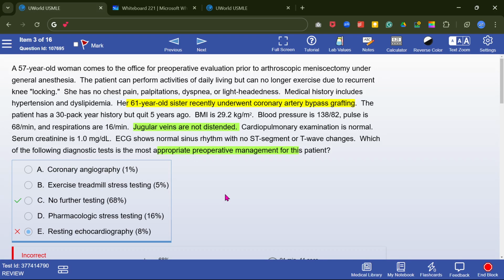So this 57-year-old woman comes to the office for preoperative evaluation of a prior arthroscopic meniscectomy under general anesthesia. The patient can perform activities of daily living. This is not that important. So she comes for preoperative evaluation, and in preoperative evaluation we do chest X-ray and ECG. Even if the revised cardiac index is higher, then we should do VO2 or other evaluation. Okay, no further testing should be done.